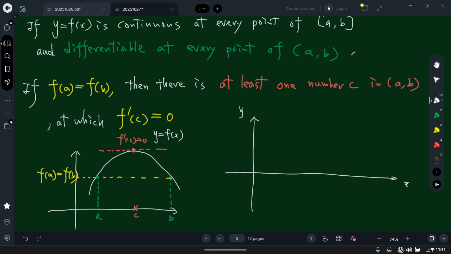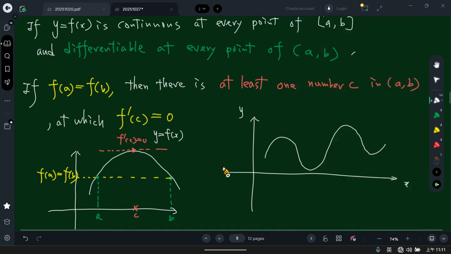Maybe another possibility is just like this one. If the function is much more complicated than the simple one, maybe something like this one, right? If we still focus on some certain point A and some B, we just focus on this one because these two have the same function value.